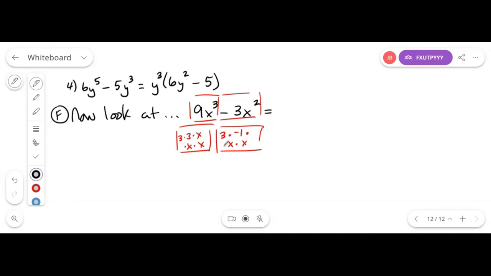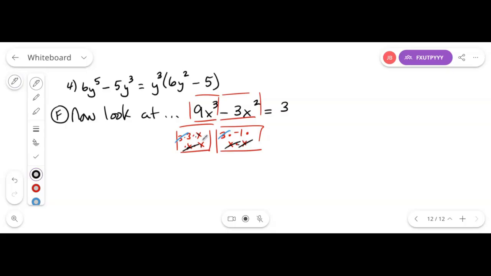Because this stuff, when it multiplies together, it's got to give you this back. So that's why I had to put the -1 in there, because I need a negative 3x squared. 3 times -1 times x is negative 3x squared. So I can take out 3 out of both boxes because 3 goes into 9 and 3 goes into -3. And I have 3 x's being multiplied together here. I have 2 x's being multiplied together there.